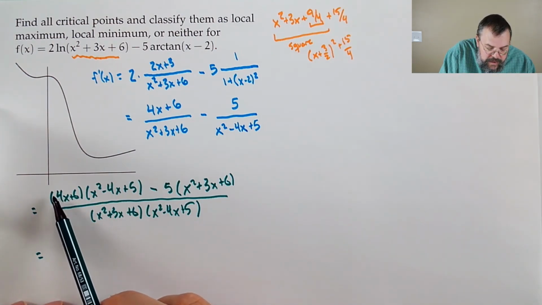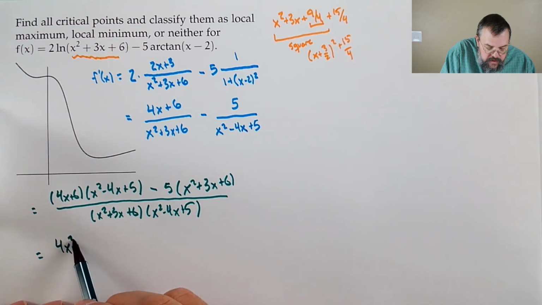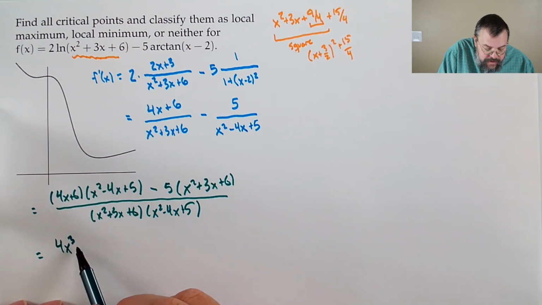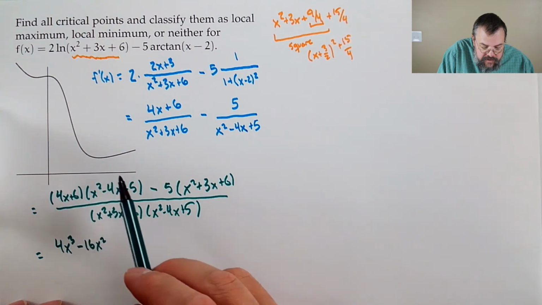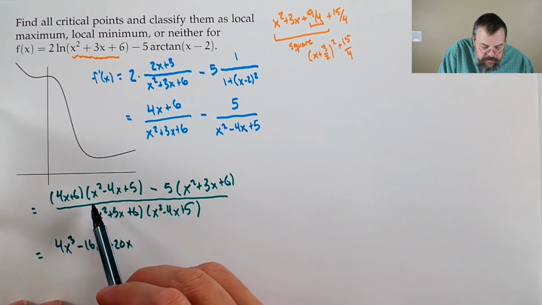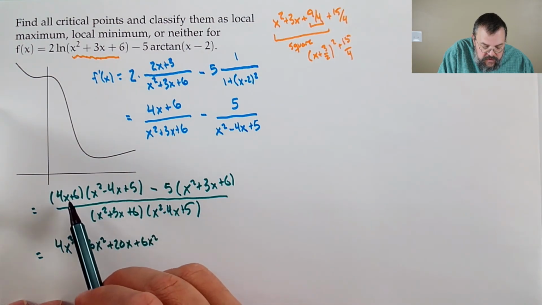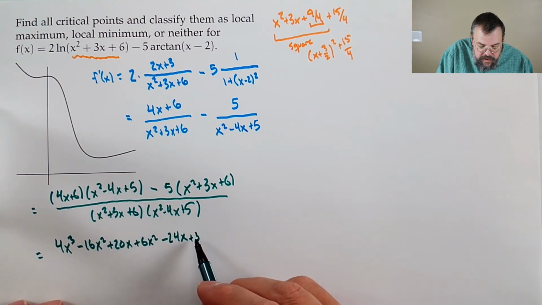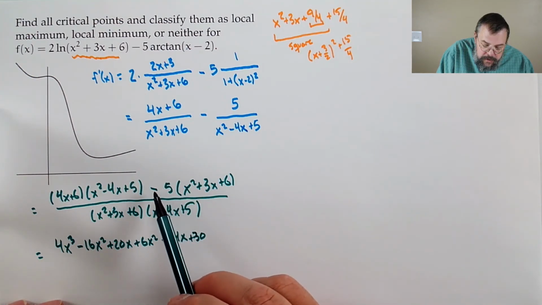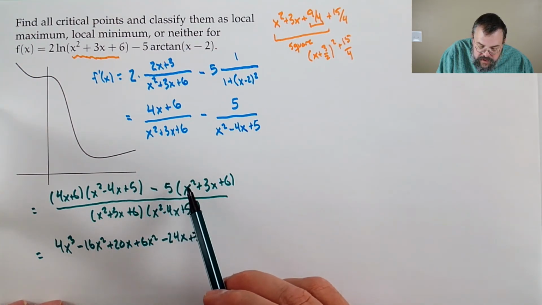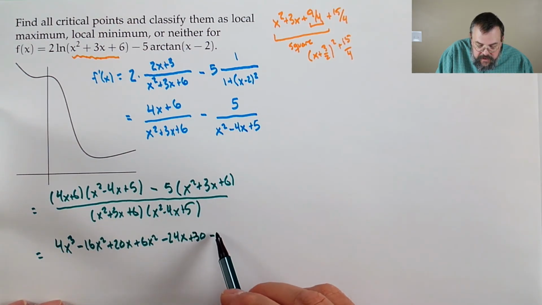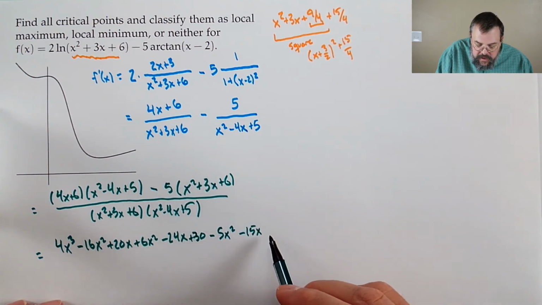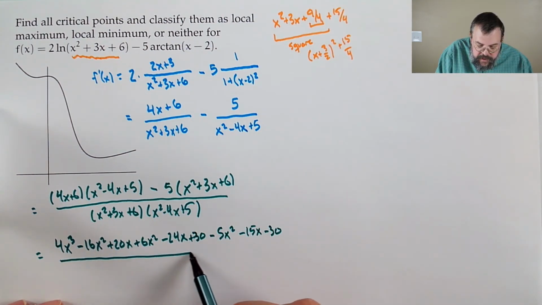So 4x times x squared, 4x cubed. Ooh, we're going to have to deal with cubics. Interesting. All right. 4x times minus 4x, minus 16x squared. 4x times 5, 20x. 6 times x squared, 6x squared. 6 times minus 4x, minus 24x. 6 times 5 is 30. Now, minus 5, don't forget that minus 5 distributes through to everything, not just the first. So minus 5x squared, minus 15x, minus 30. All of that divided by the denominator.